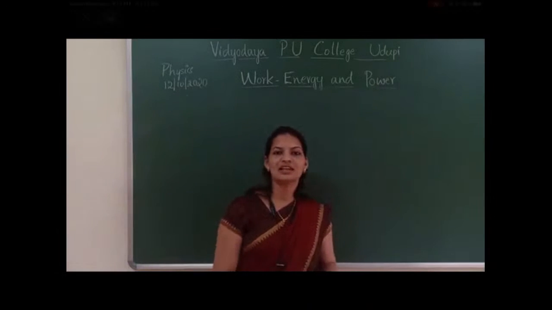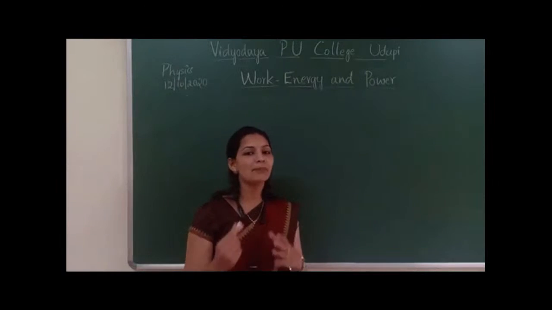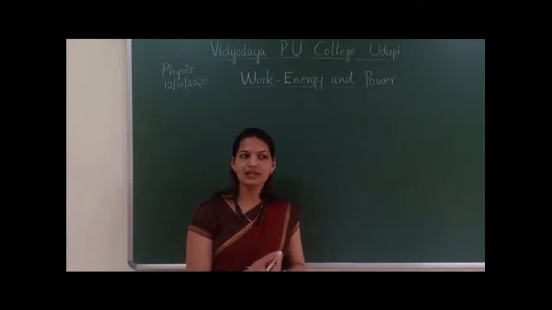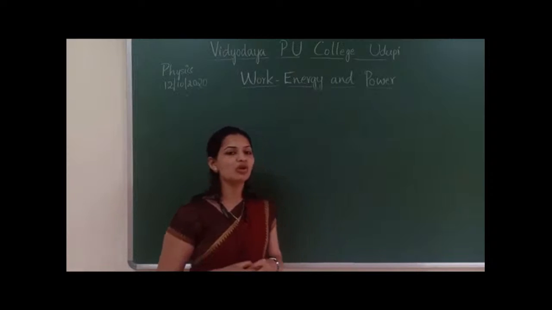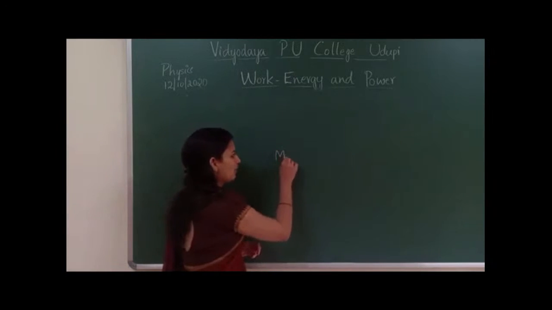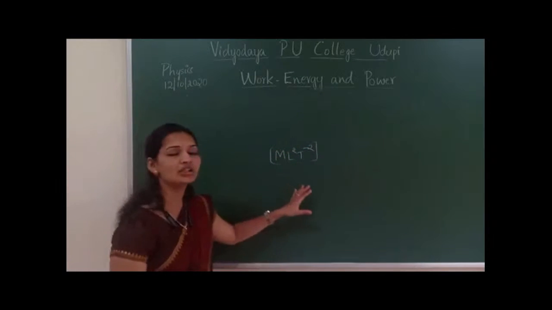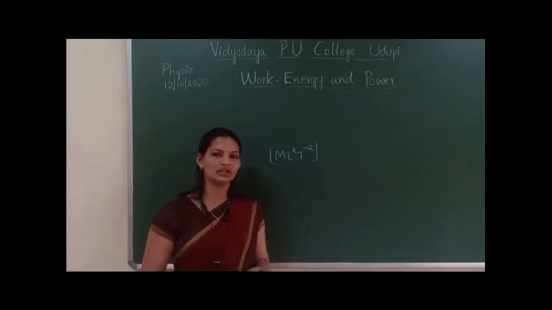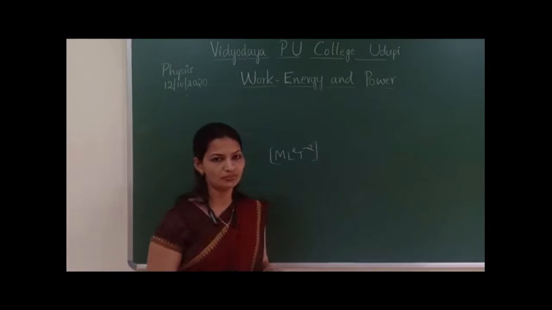Hello students, last class we studied about energy, right? Energy is the capacity or ability of a body to do work. The SI unit of energy is joule, and the dimensional formula of energy is M L squared T to the power minus 2. Like work, energy is also a scalar quantity. It has magnitude only, no direction.